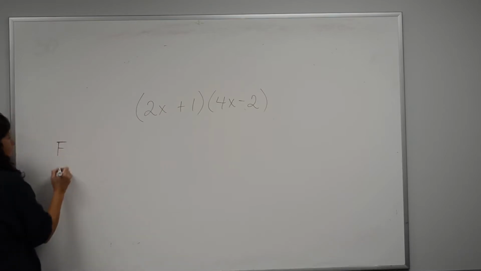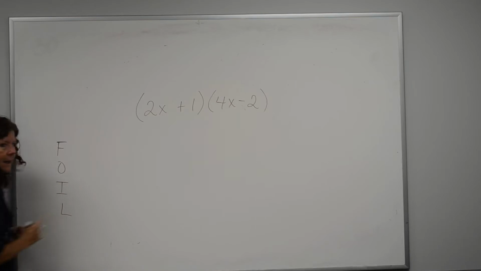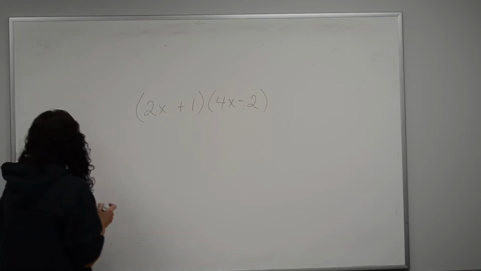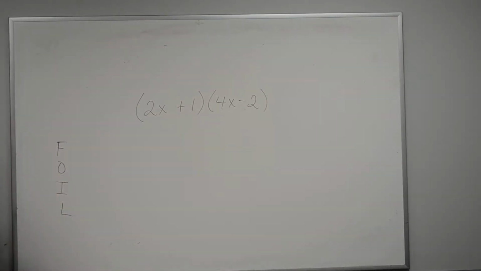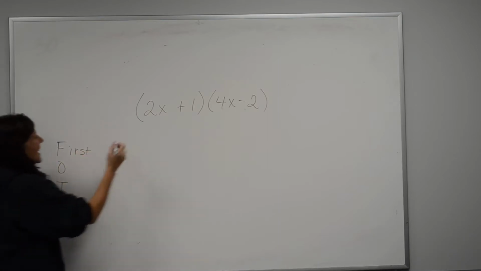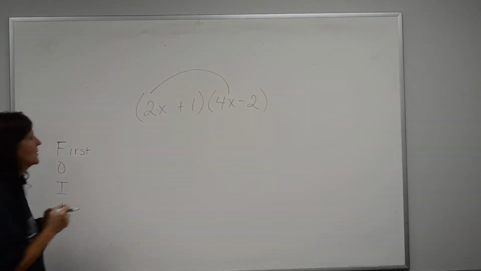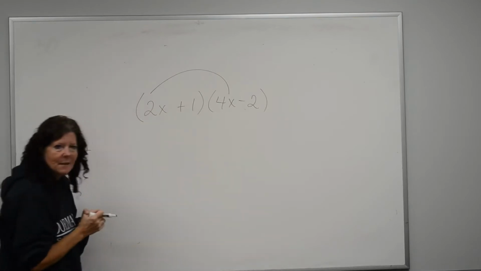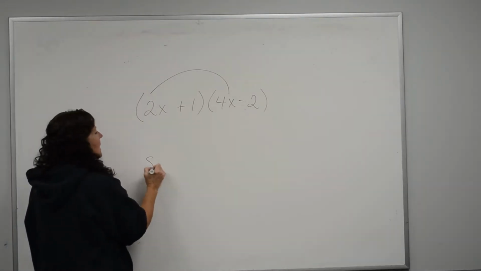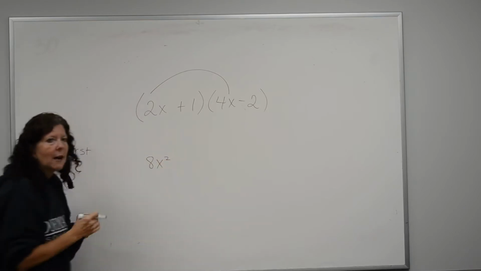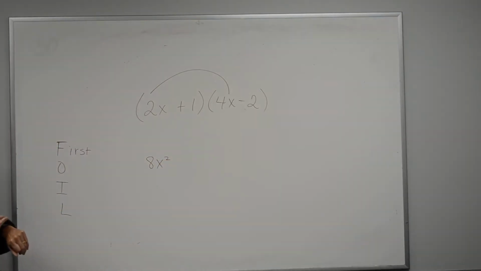Does this term mean anything to you? Okay, that's what I'm going to use. If I have two binomials, I'm going to use FOIL. What does the F stand for? First, okay. So when I say first, I mean that times that. The first term in both of those binomials. So what's 2x times 4x? 8x squared. Okay, don't forget the squared because you have an x times an x.